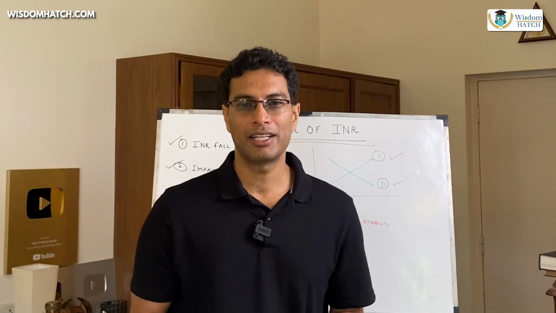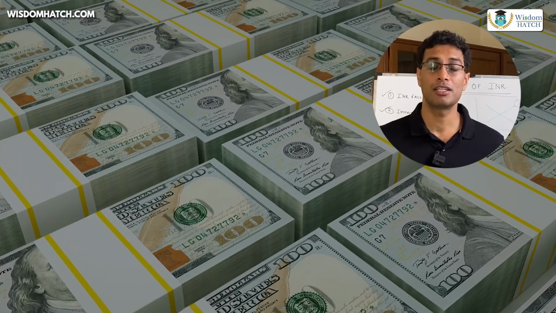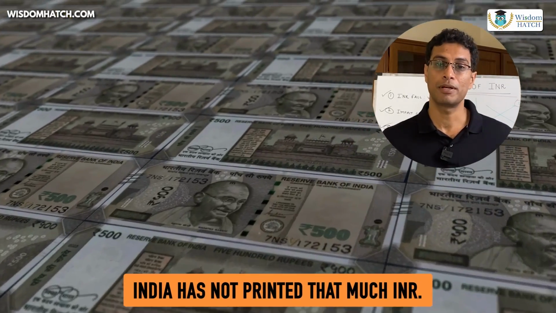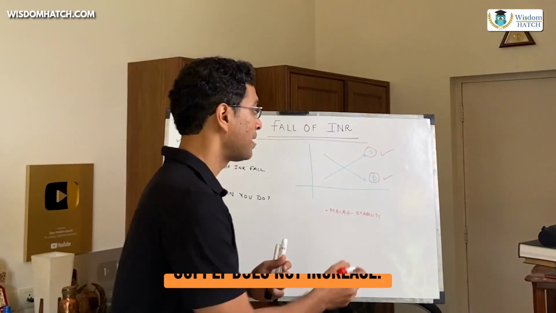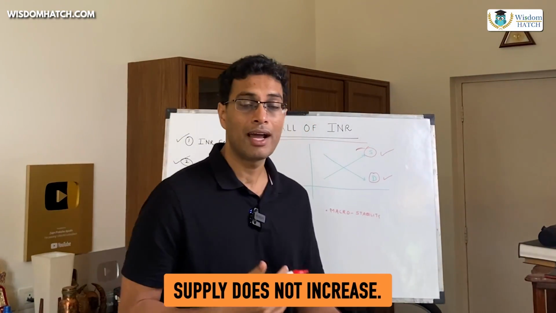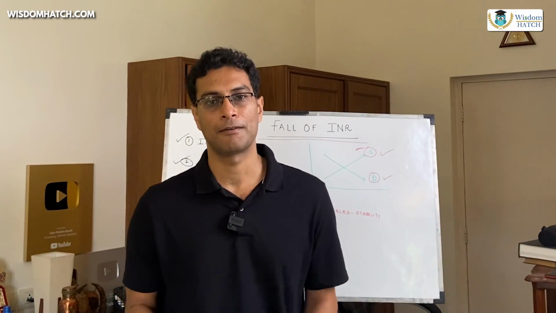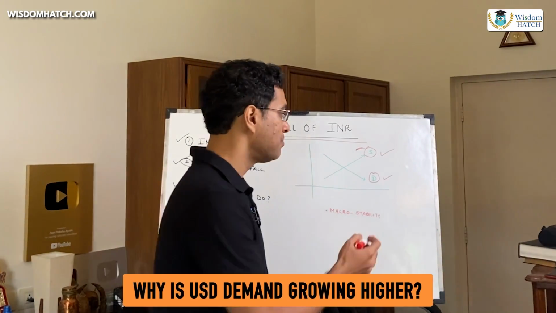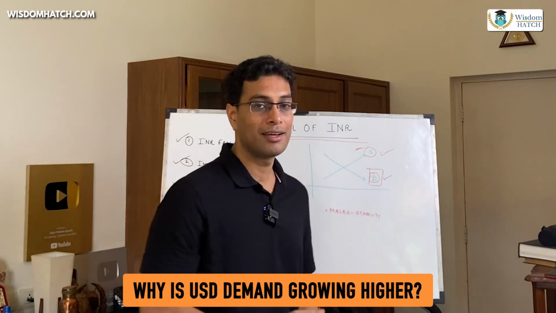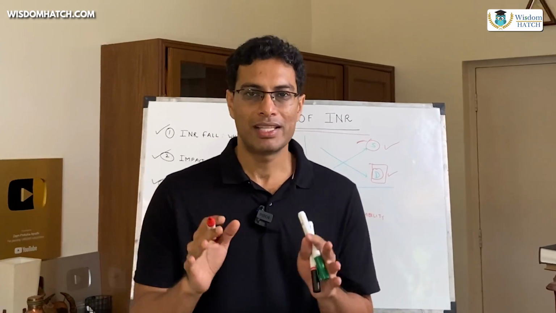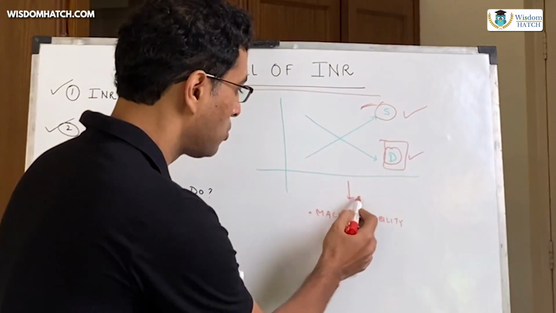Now you might get a little bit confused, that you know what, US is printing a lot of money. They have printed like trillions of dollars. India has not printed that much INR. So supply has not risen at this rate. In fact, the supply of US dollar has risen much faster compared to INR. So then why is it that the demand of US dollar is growing higher compared to INR? It makes no sense. Well, see, it hits the point of macro stability.